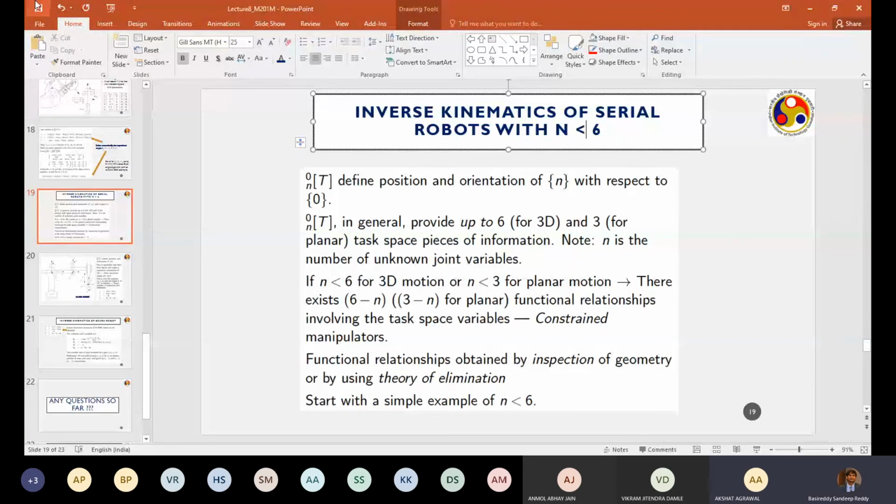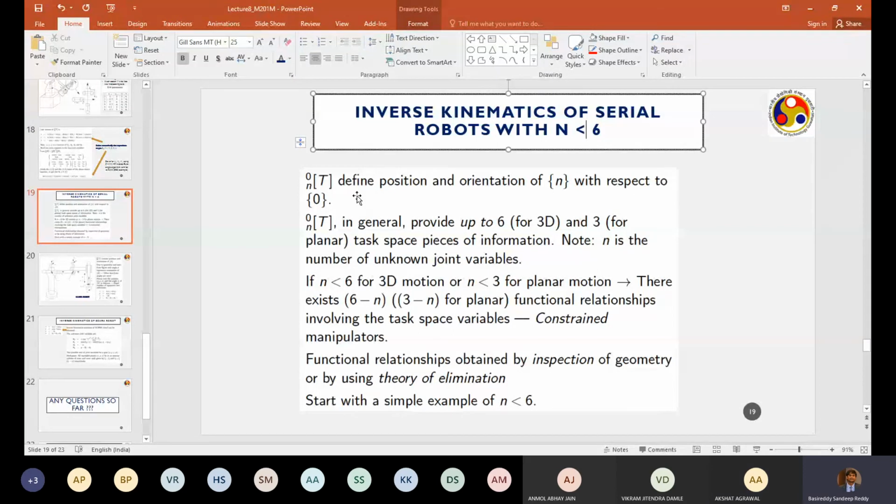Right, so this general case I'll just discuss. Now this transformation matrix defines the position and orientation of frame n with respect to the 0 frame, and in general it provides up to 6 pieces of information for 3-dimensional and 3 for planar task space, that is values in task space x, y, phi and so on, where n is the number of unknown joint variables.